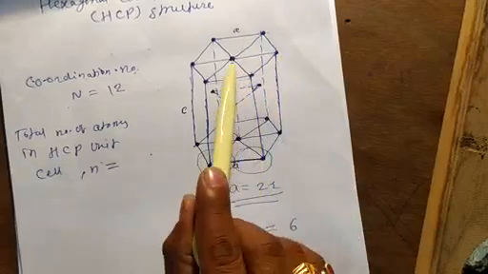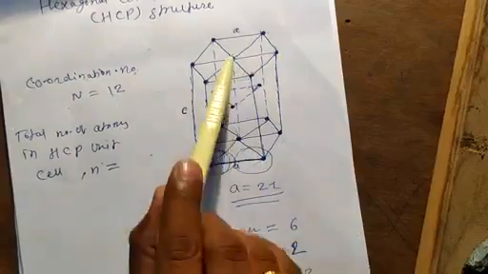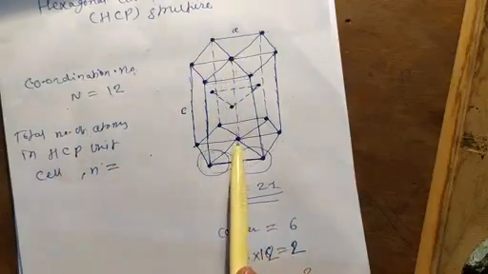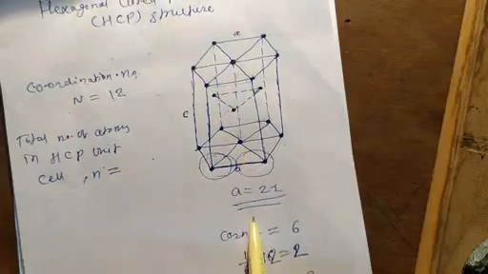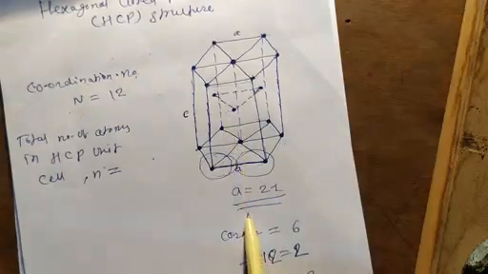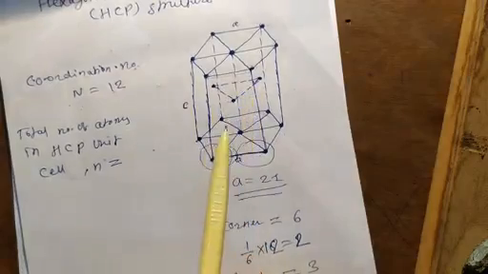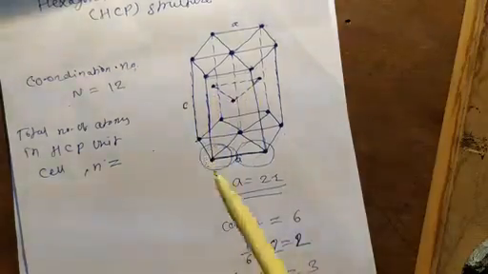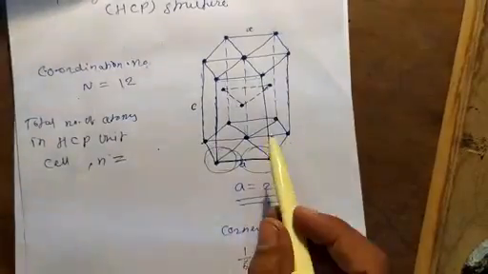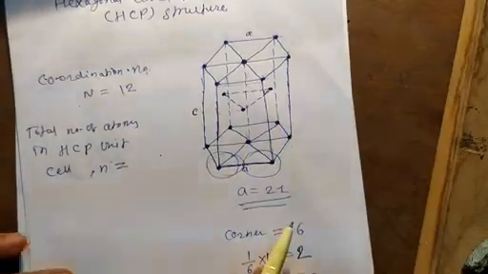The center atom is shared by 2 hexagonal cells, this cell and the upper cell. Similarly, below the center atom, there is another unit cell. Therefore, this atom is shared by these 2 unit cells. And these 3 atoms are within the body of this cell. Now we have to find out how many atoms contribute to this cell.